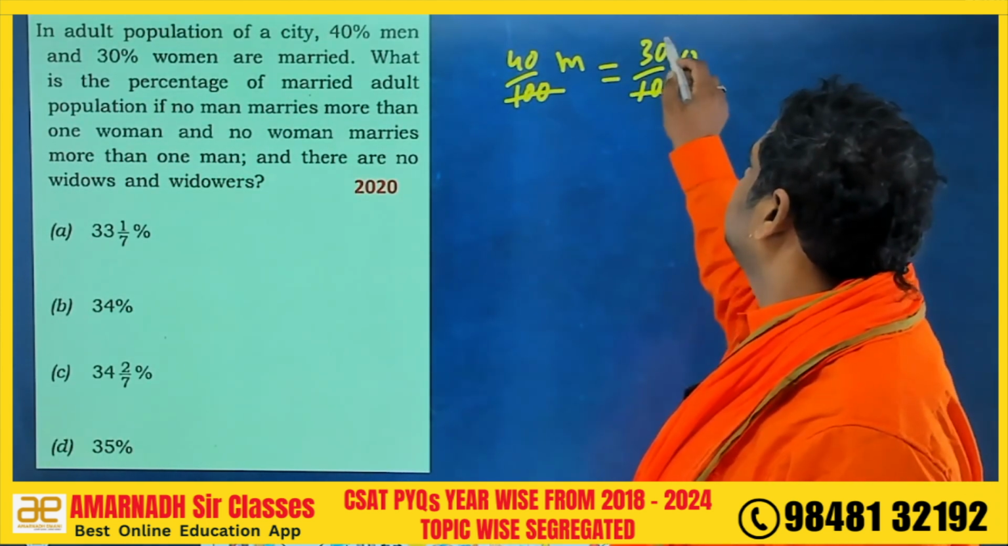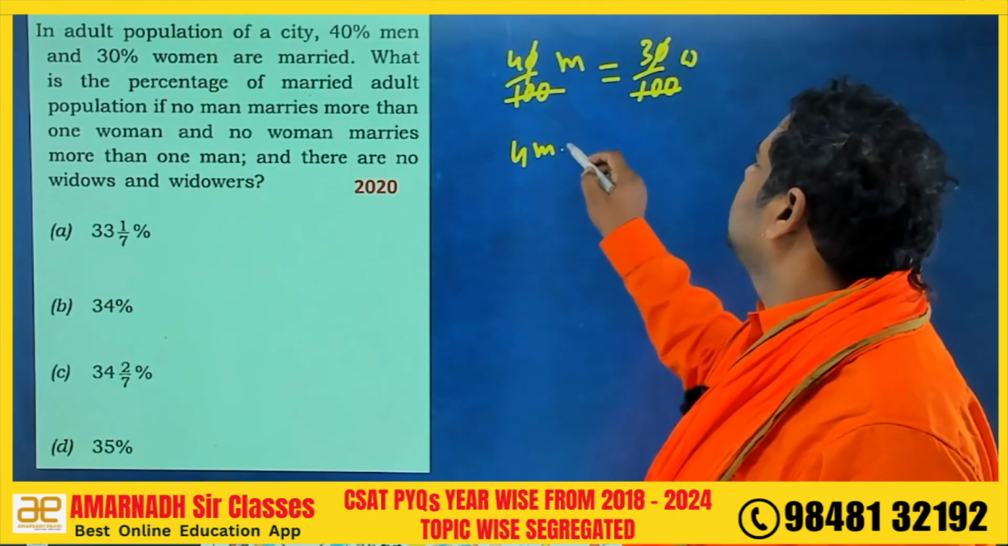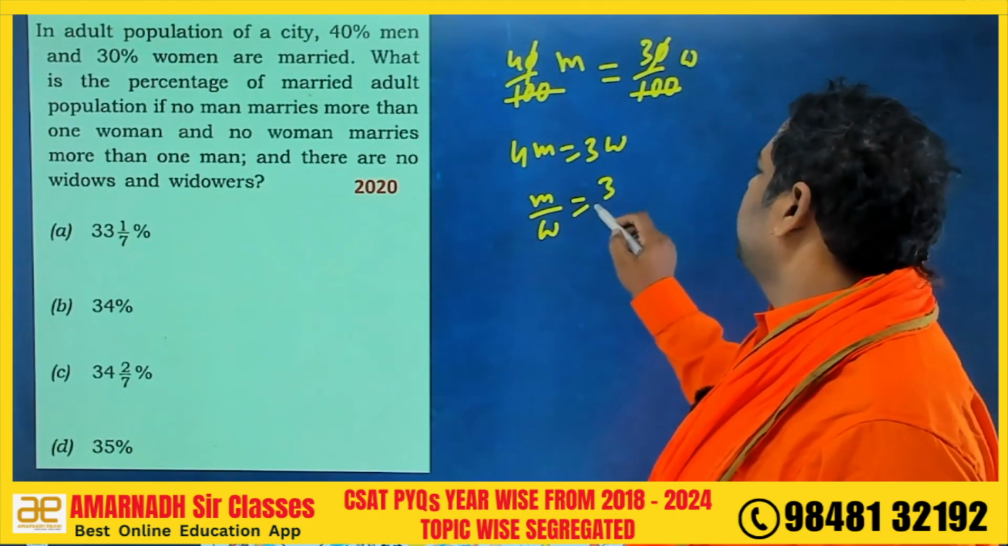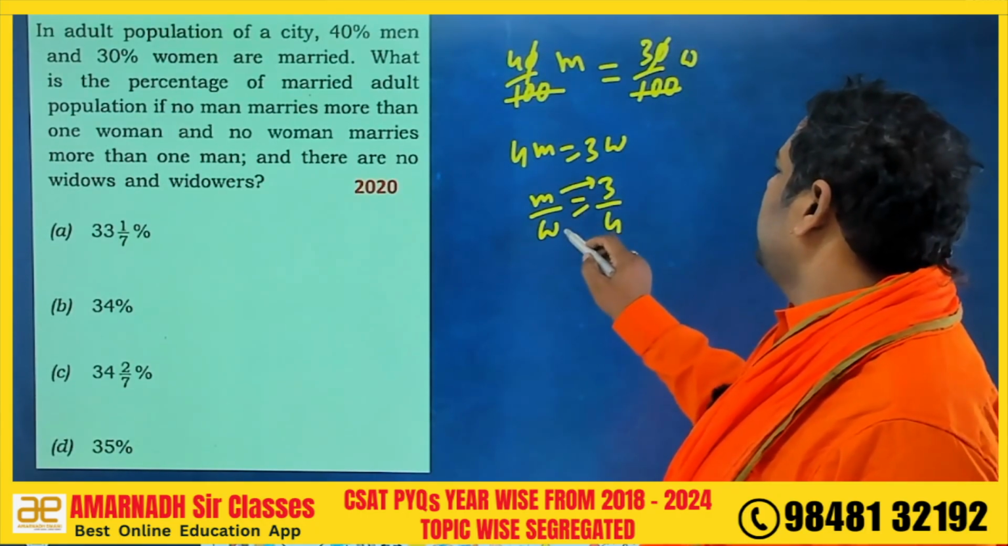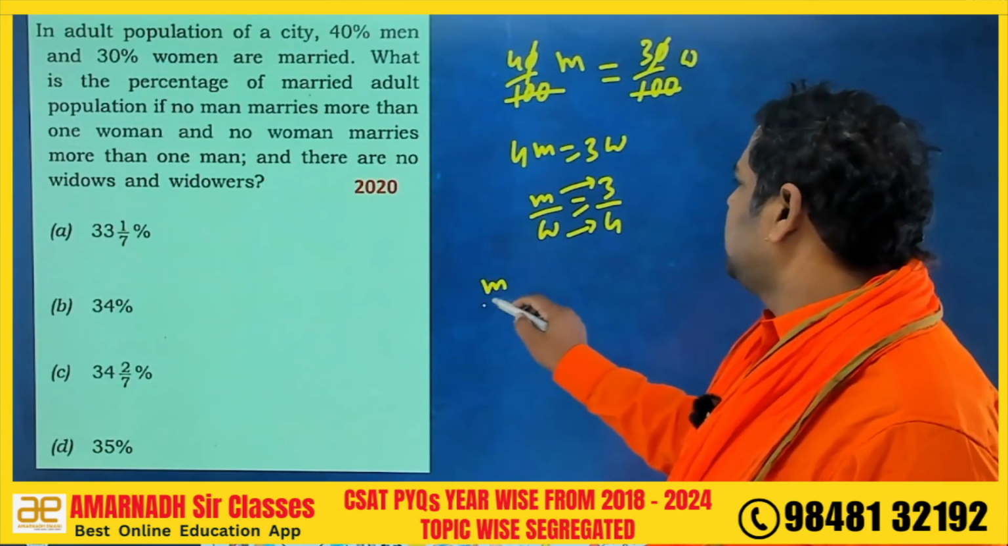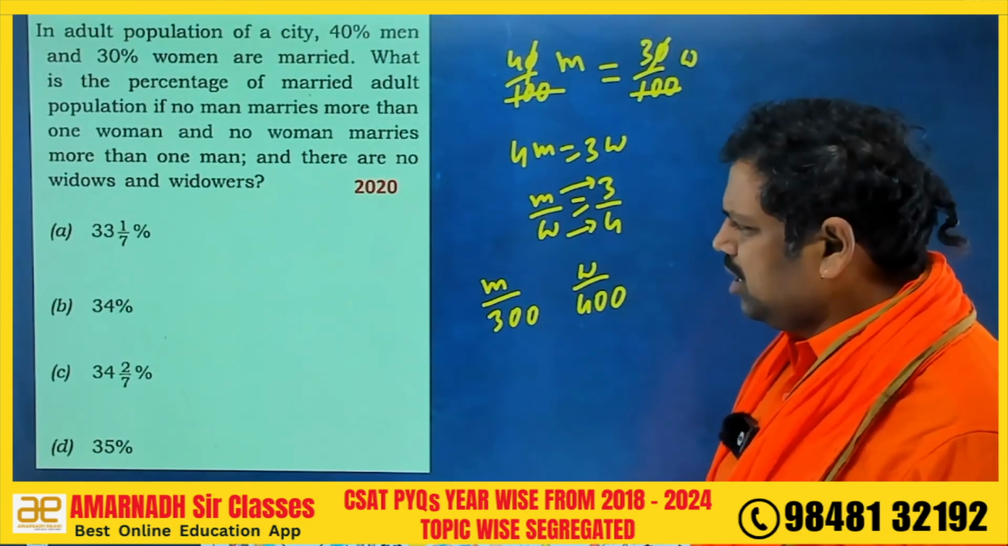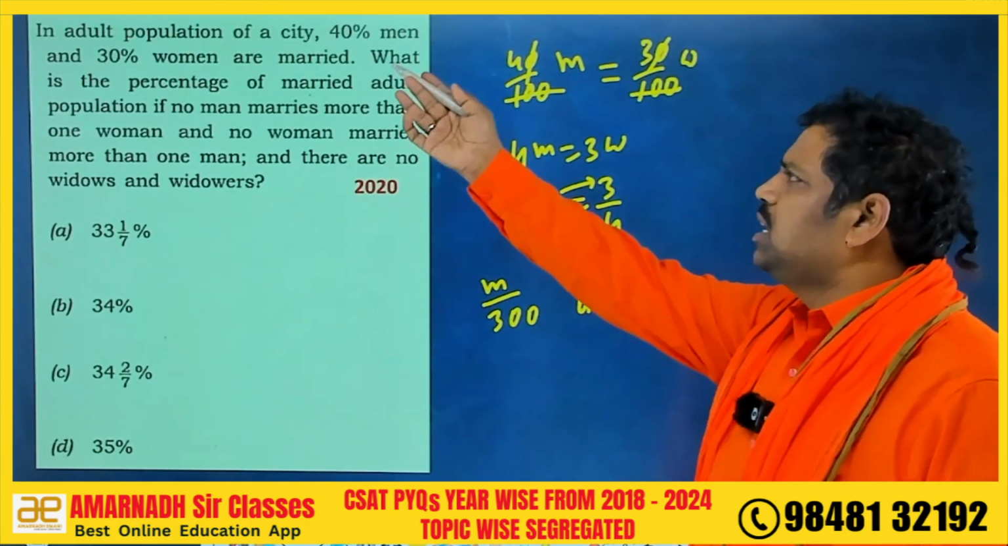100 gets cancelled, 0 cancels. 4 men is equal to 3 women. Move the W this side. M by W is equal to 3 by 4. It means that men and women are in the ratio 3:4. You can take men as 300 and women as 400. Why? You will get it out again. 300, 400. Very simple. So the numbers are in percentage, right?